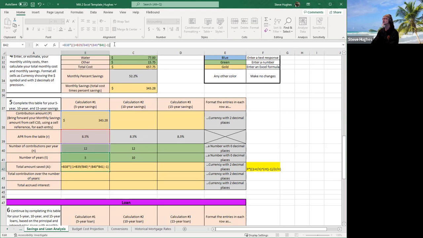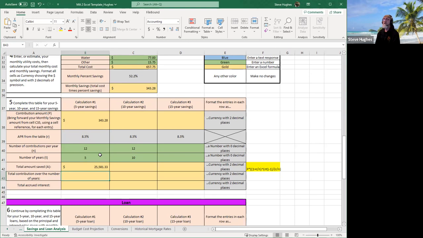All right, close parentheses, forward slash, open parentheses, R once again divided by N, close parentheses, and we've got it. Whoops, I got a typo up here. Close parentheses and hit enter. All right. So in this case, I will have saved $25,581 and some cents.